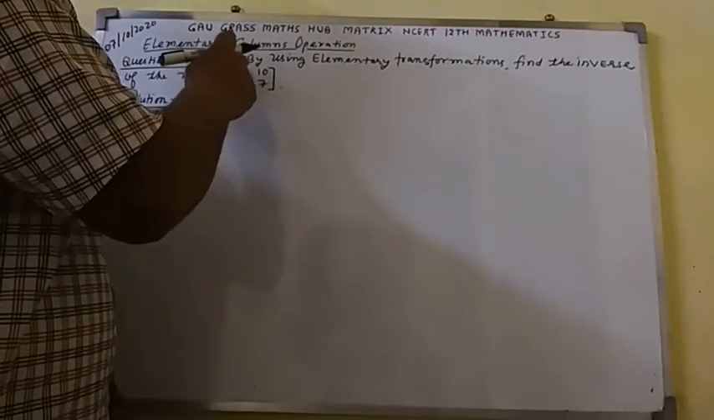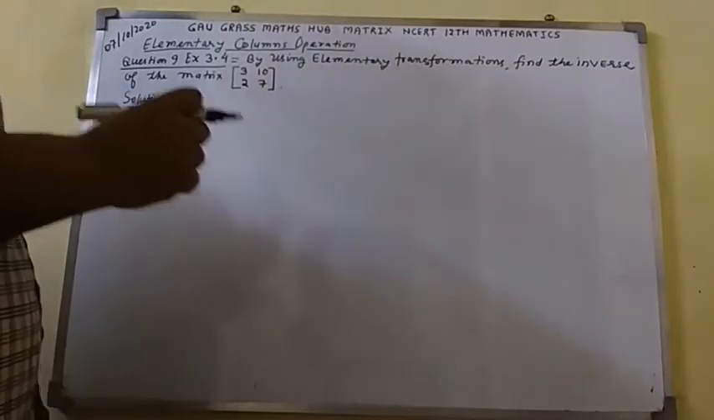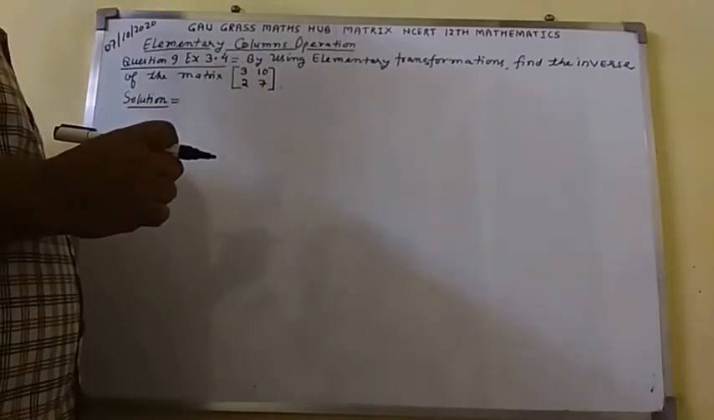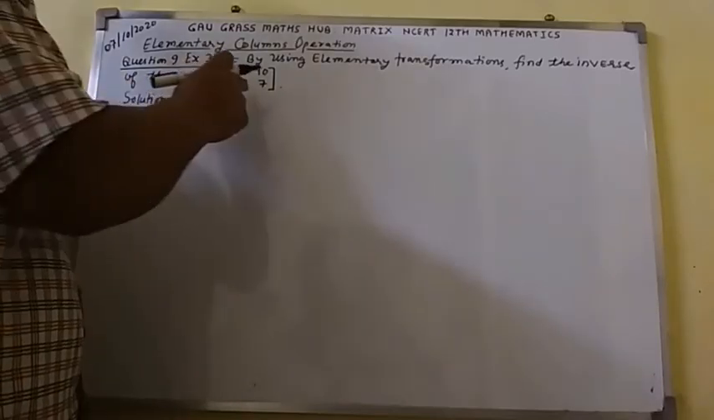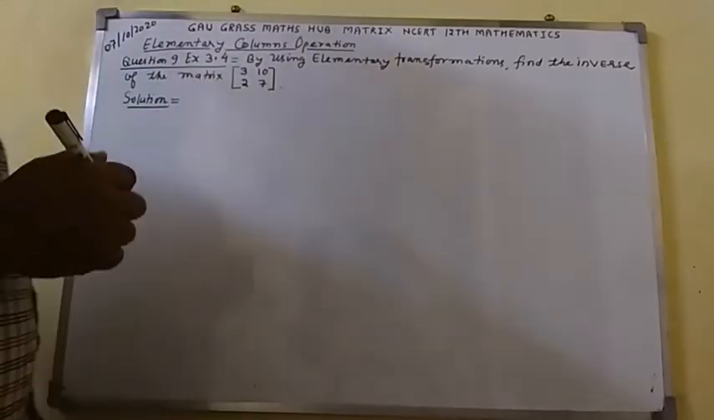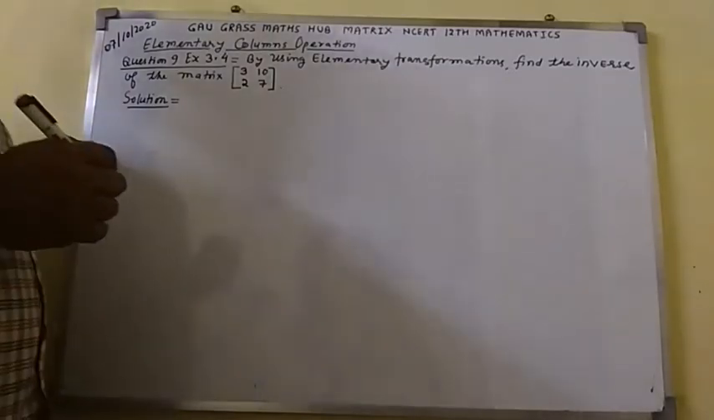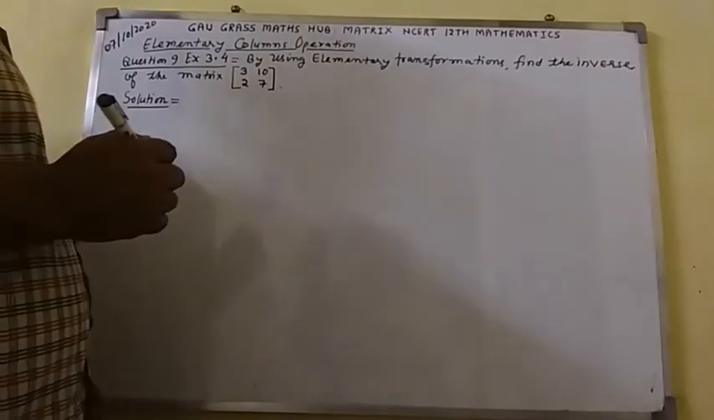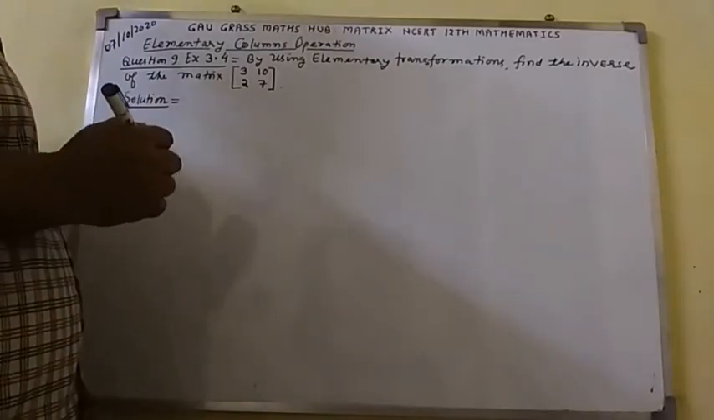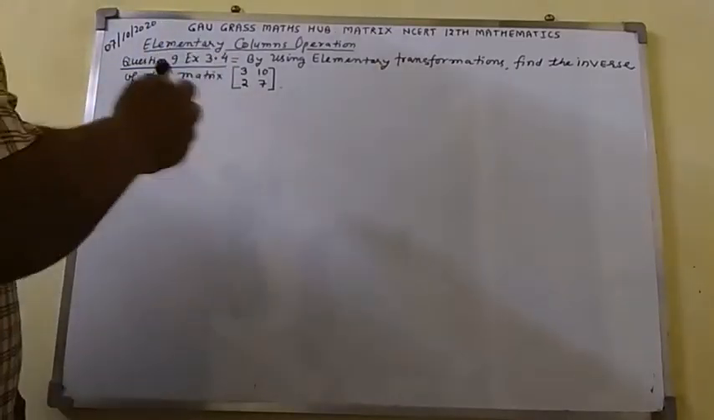In the board exam, if the question paper mentions by using elementary transformation, apply only elementary row operations in order to get the value of the inverse of a matrix. For the learning purpose, I am going to explain how to get the value of the inverse by applying elementary column operations in this matrix.